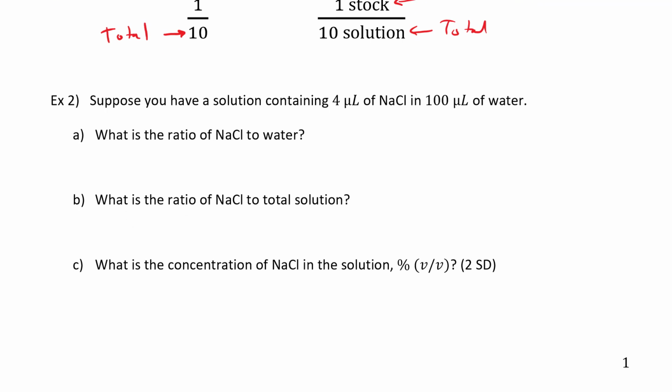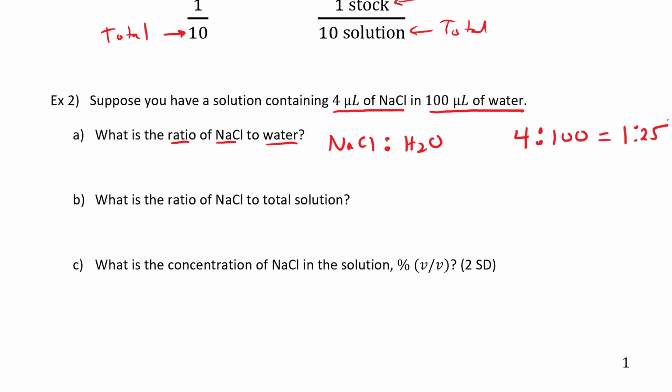Let's look at a simple example here. Suppose you have a solution containing 4 microliters of sodium chloride and 100 microliters of water. What is the ratio of sodium chloride to water? Notice I defined that. I'm going to talk about the ratio of sodium chloride compared to water. I can write that as 4 parts sodium chloride to 100 parts water. I can then simplify that down to 1 to 25.